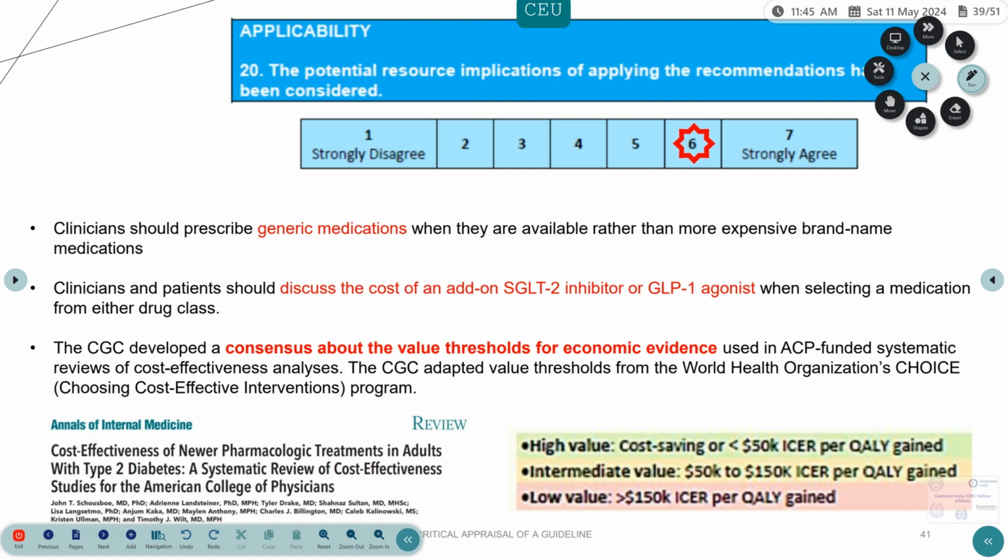And we remember this from last week, where they had categorized drugs as high value, intermediate value, and low value. SGLT2 and GLP-1 came in the high and intermediate value. That's why they've come up with this guideline to use them. They've also mentioned how the value threshold is reached with the economic evidence, and they've quoted this study, which is appropriate.